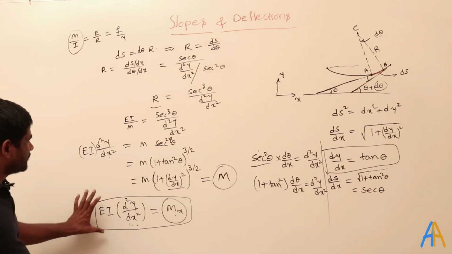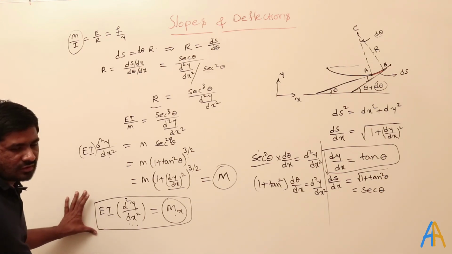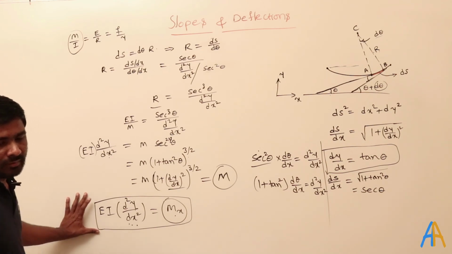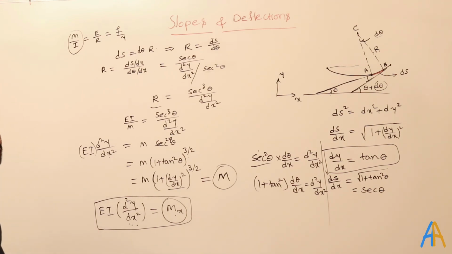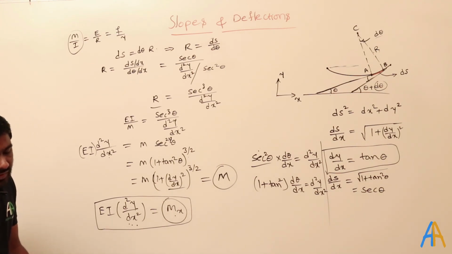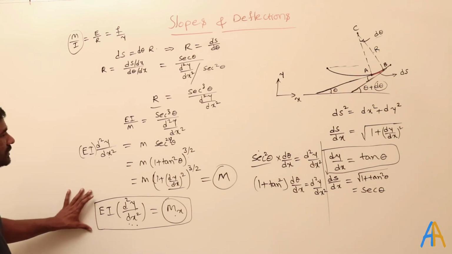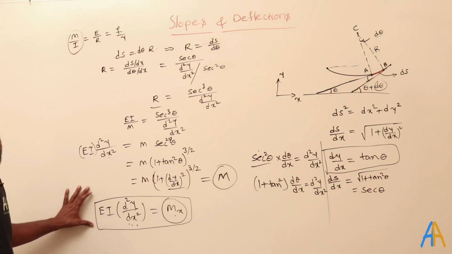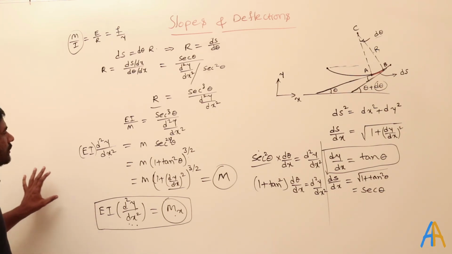Okay, so this is the final formula. Sometimes it is also called the Macaulay double integration formula, or it is generally called the differential equation of the flexure of beam. Okay, we will apply this equation and see how to find the deflection for different beams.